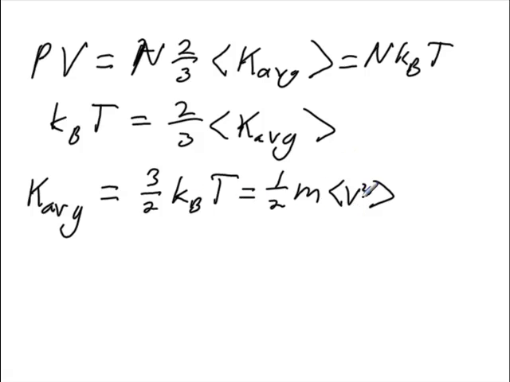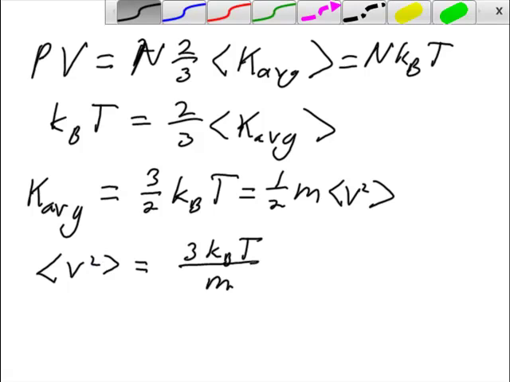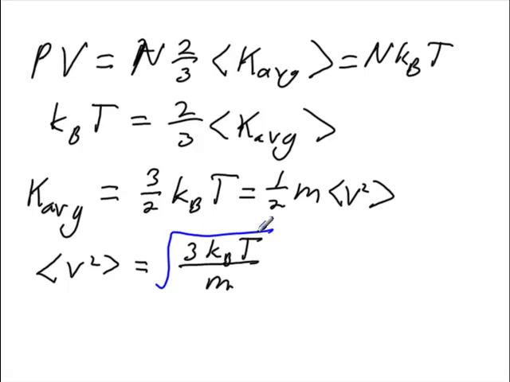I can solve this for that average velocity squared, and I find that the average velocity squared is simply equal to 3 K Boltzmann T divided by the mass of an individual molecule. This is the average of the square, so it's the mean of the squares. If I take the square root of both sides, I get what is known as the root mean square. It is the velocity that is the square root of the average, the mean, of the squares of velocity.